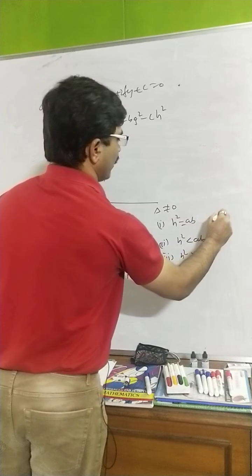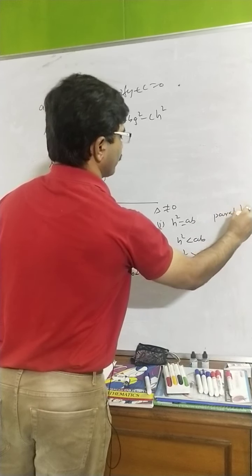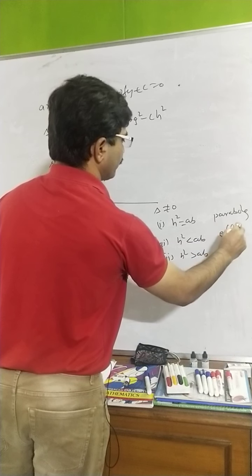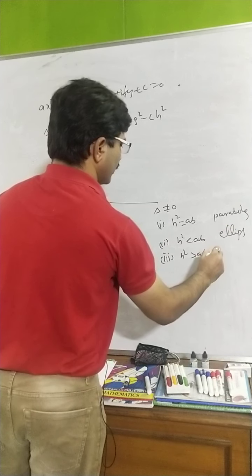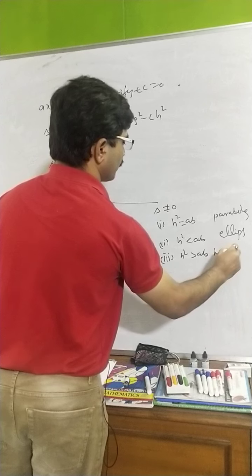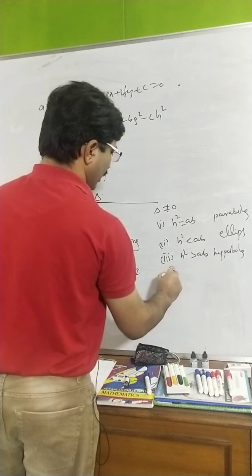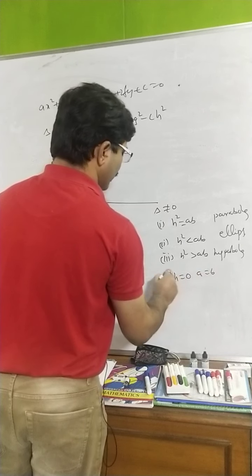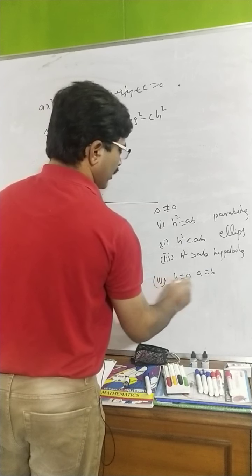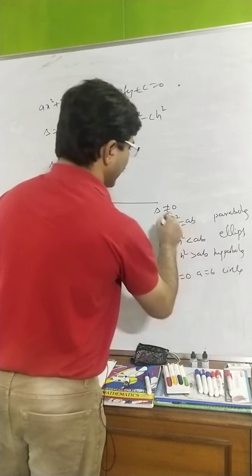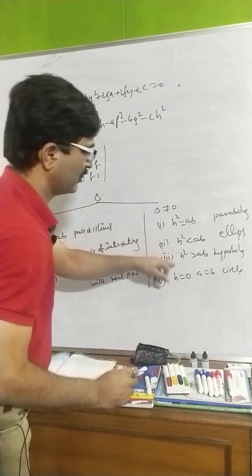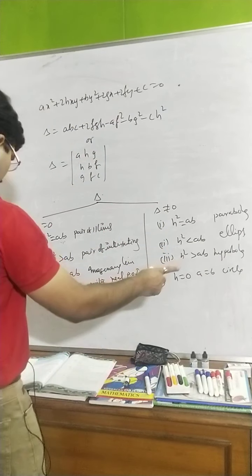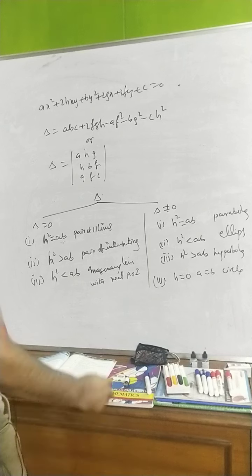This is parabola. This is ellipse. This is hyperbola. And h is equal to 0, a is equal to b, you can say that fourth one, circle. Delta not equal to 0 under all these cases. Okay, like this you can say here a plus b.